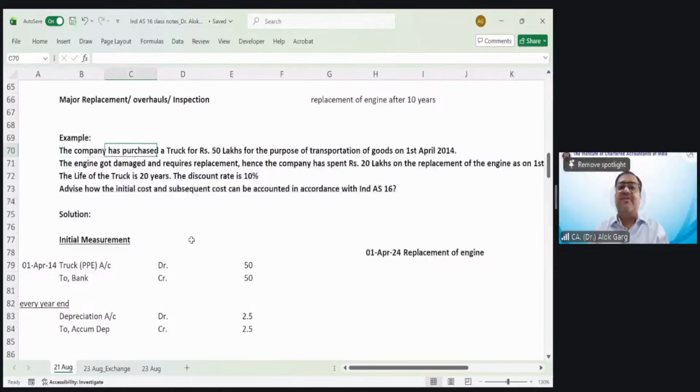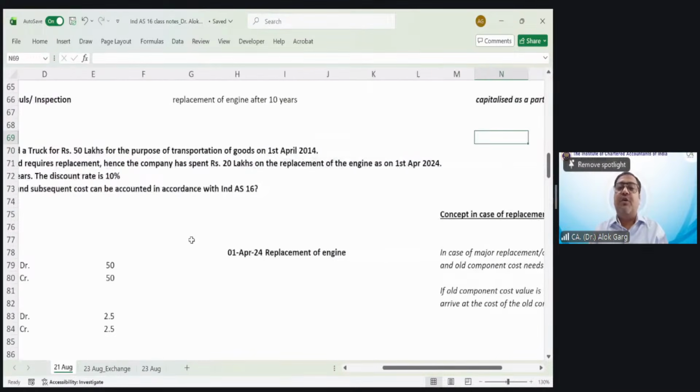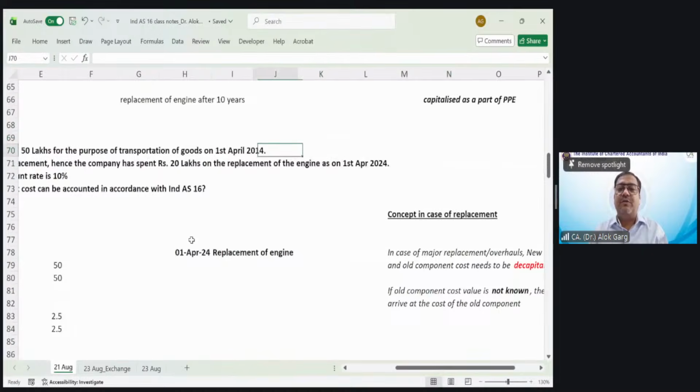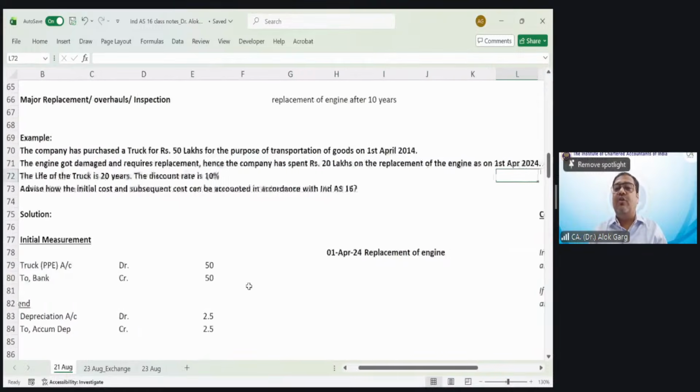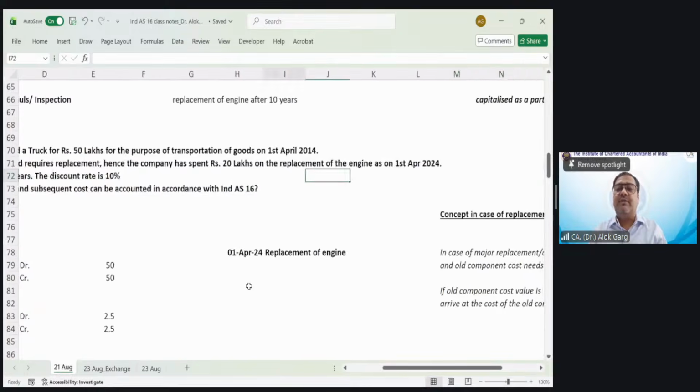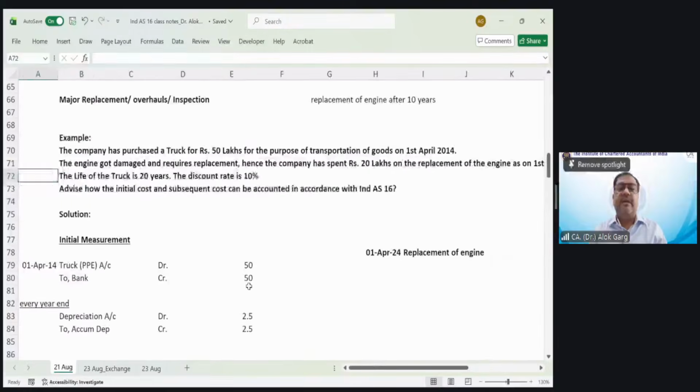The company has purchased a truck for rupees 50 lakhs for the purpose of transportation of goods on 1st April 2014. The engine got damaged and requires replacement. Hence, the company has spent 20 lakh rupees on the replacement of the engine on 1st April 2024, means after 10 years. The life of the truck is 20 years. The discount rate is 10%.